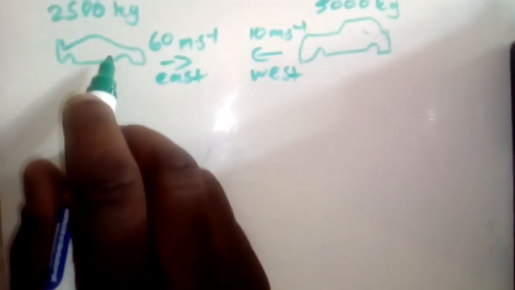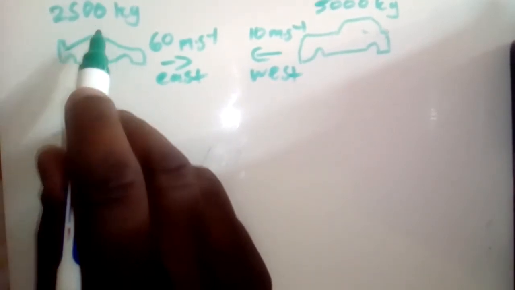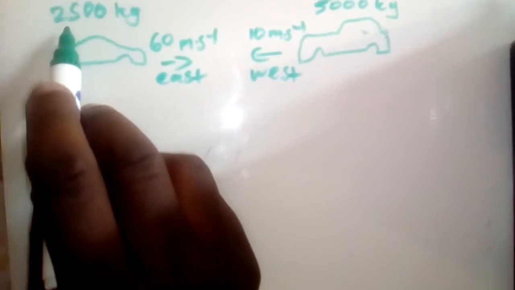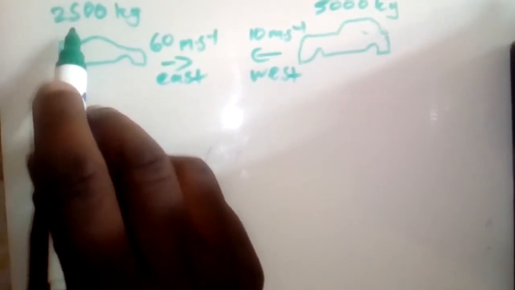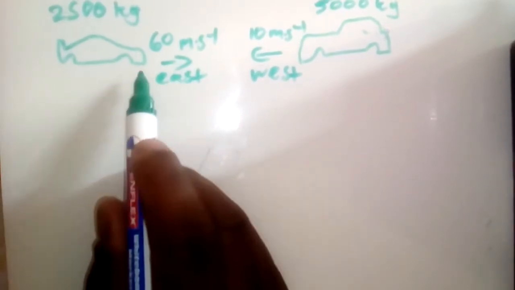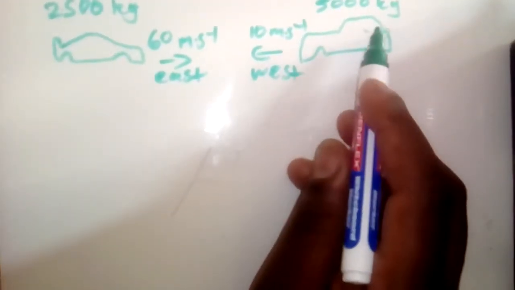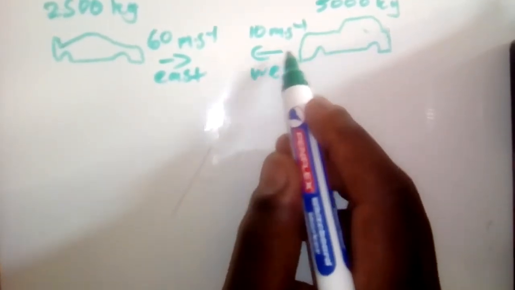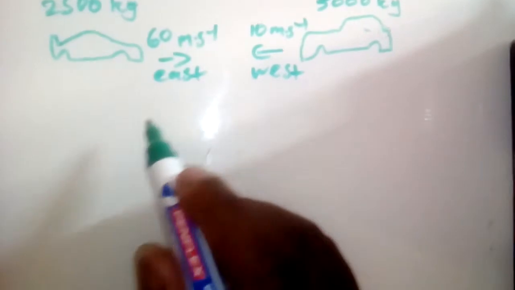Good day. So I'm going to show you conservation of momentum. Let's just say we've got a car moving, right? Let's say this car has a mass of 2,500 kgs, and it's moving at a velocity of 60 meters per second to the east, right? And then here's another car that has a mass of 5,000 kgs, moving to the west at a velocity of 10 meters per second.